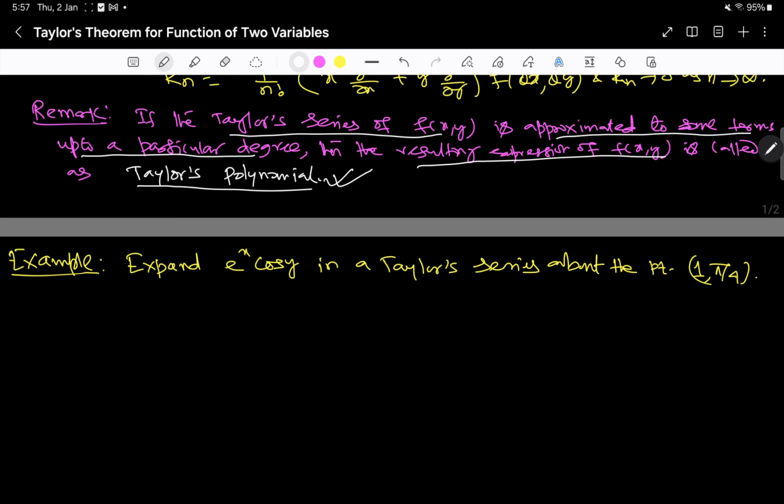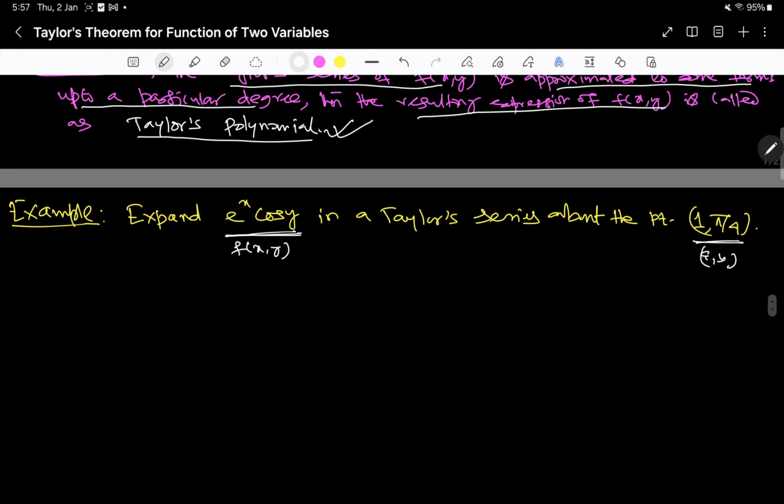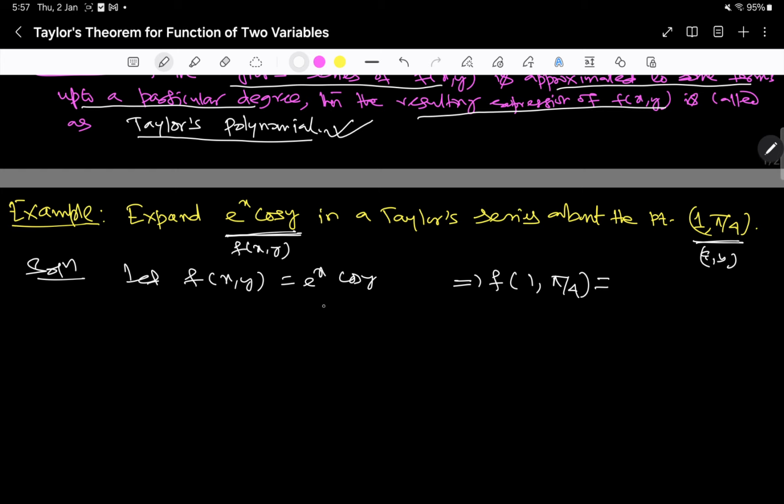Now coming to one example, you are asked to expand f(x,y) is e to the power x cos y, and your point is the point (a, b) is this, and you are asked to find the Taylor series expansion here. So coming to the solution, let f(x,y) is e to the power x cos y. So this implies my f(1, pi by 4) will be e to the power 1 cos pi by 4, which is 1 by root 2, it is e by root 2.